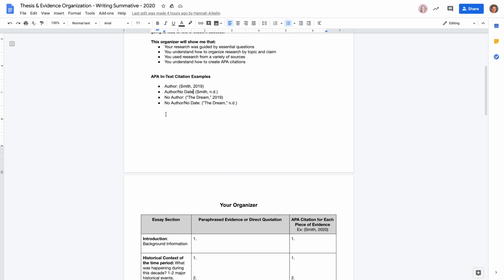In this case, our example is 2019. If you don't have the author or the date, then you're just going to give the title, and you're going to put a comma, just as you see right here, and then you're going to say no date. So that's just a helpful reminder, because you do have to get the formatting right. Otherwise, you will lose points on this assignment.